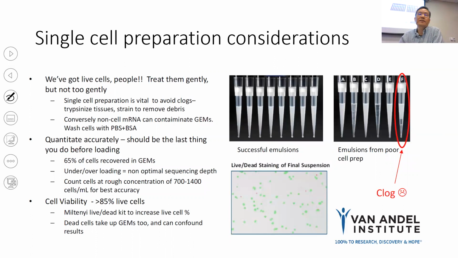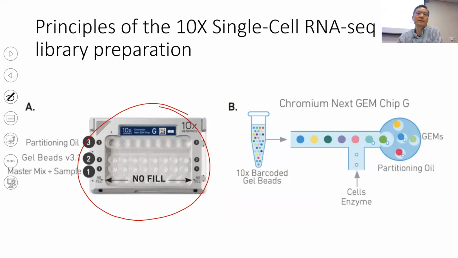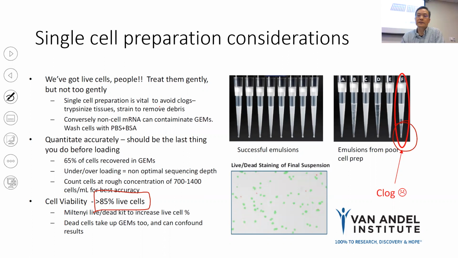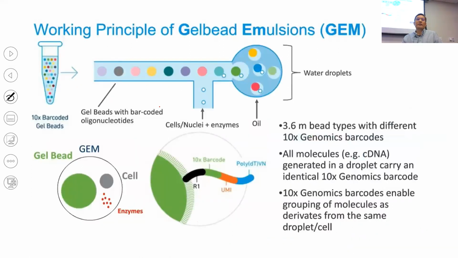And some of this quality control: you want to load the cells without bubbles, right? You want to keep as many live cells as possible. Treat them gently, dissociate, and check the viability before you load onto this plate, right? I hope you can explain those now, right?